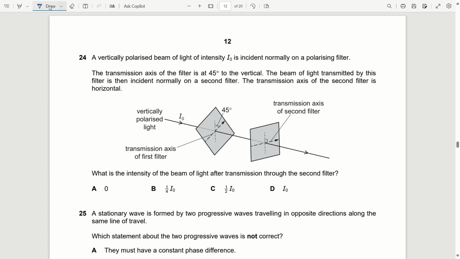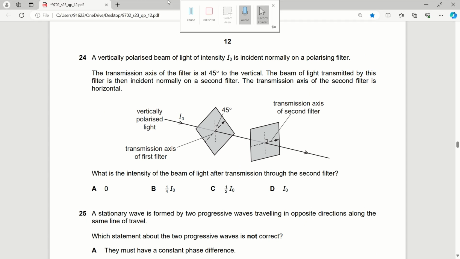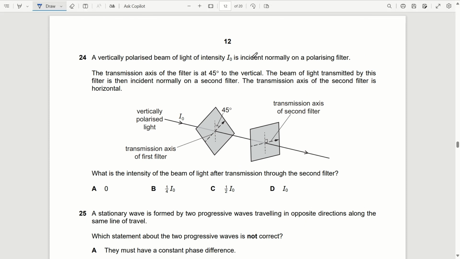Question 24. A vertically polarized beam of light of intensity I naught is incident normally on a polarizing filter. The transmission axis of the filter is at 45 degrees to the vertical. The beam of light transmitted by this filter is then incident normally on a second filter. The transmission axis is horizontal. What is the intensity of the beam of light after transmission through the second filter?